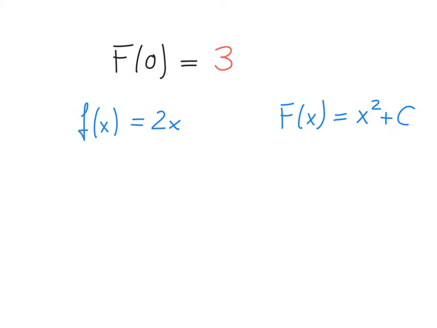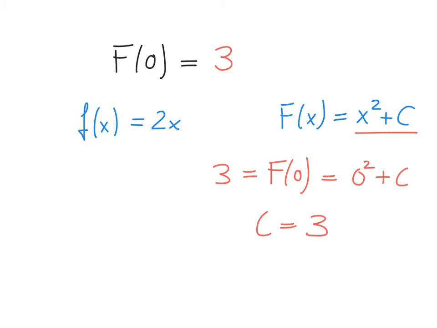If I have this additional information, I can now use it to determine the value of c. So in our case, we would have 3 equals F of 0, but F of 0 is also 0 squared plus c, because that's the form that the antiderivative has to take. And now I see from this that c must be equal to 3. So if I give you this additional information, the antiderivative is actually fixed. In our example, it would be x squared plus 3.